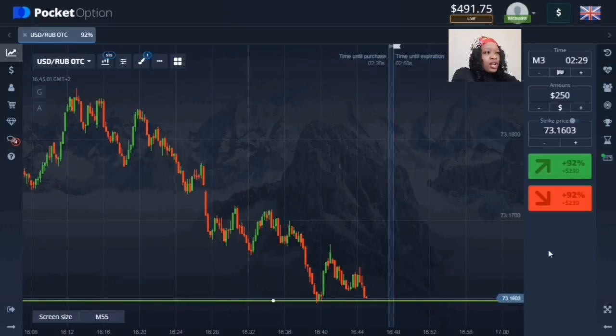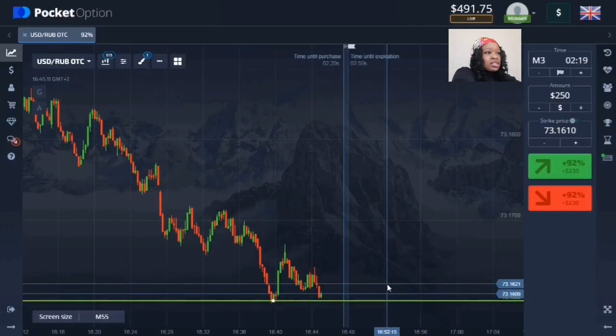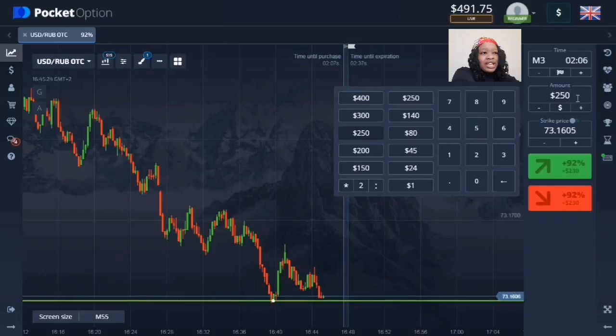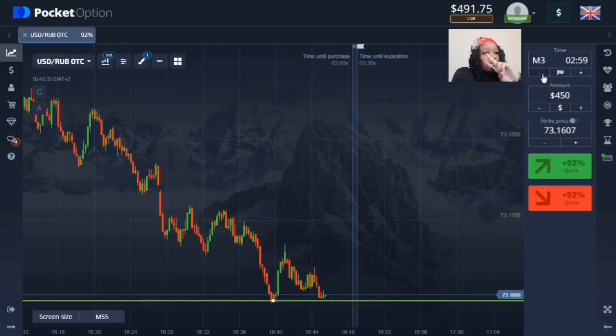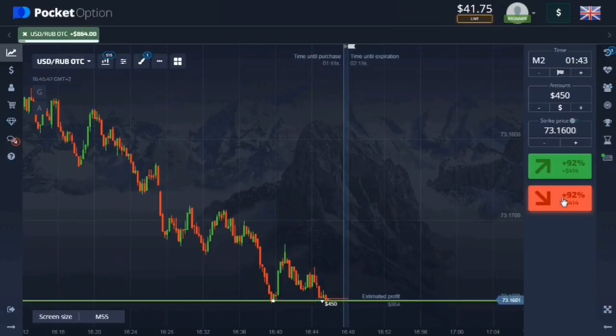Fantastic. After a small flat, downward movement continued and we have closed our trade and collected our good profit. Now the price is kind of sticking to that support level and it hasn't been broken through. So I think we need to open our next trade here, because I think the level will be broken through after maybe a small flat or a small pullback up. I think we should do it with $450 for 2 minutes down, and let's wait for the results, because I think 2 minutes will be quite enough here, and let's check it and see.